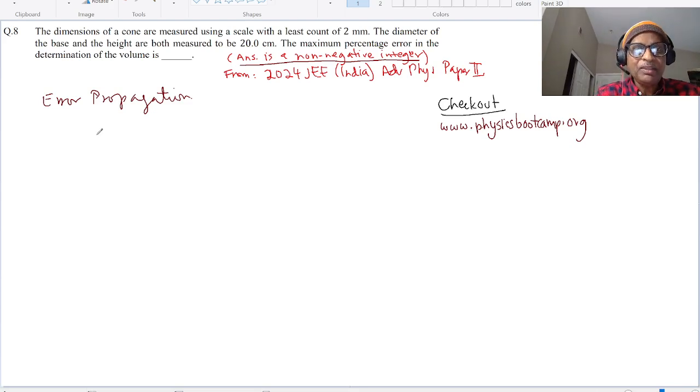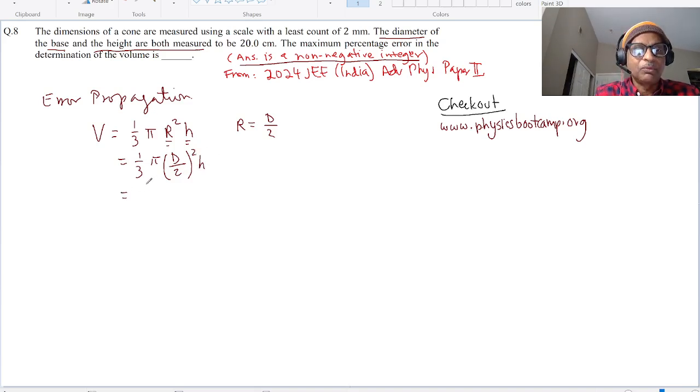Okay, so here's the volume of a cone: one third pi r squared h, right? And r is diameter over 2. So the diameter at the base and the height are given, so you actually have a little bit more work to do before you can relate to what you measured.